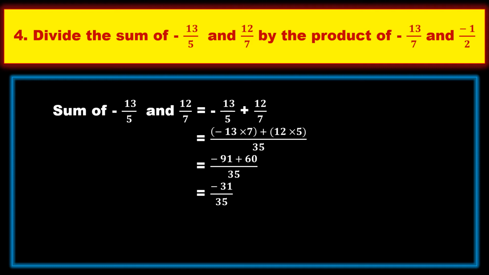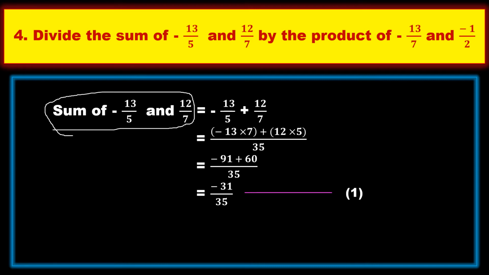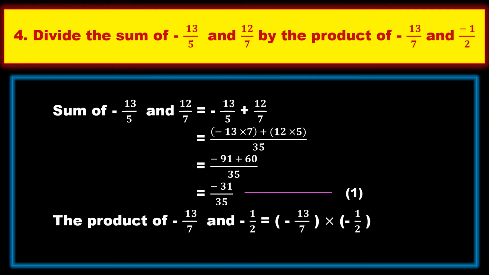So this one I can take as equation 1. Means the sum of these two rational numbers, I got this answer, so I am taking this one as equation 1. Now the product of minus 13 by 7 and minus 1 by 2. Product means we know the symbol of product is multiplication. So I put multiplication in between them. Let us go to the next slide for the continuation of this problem.